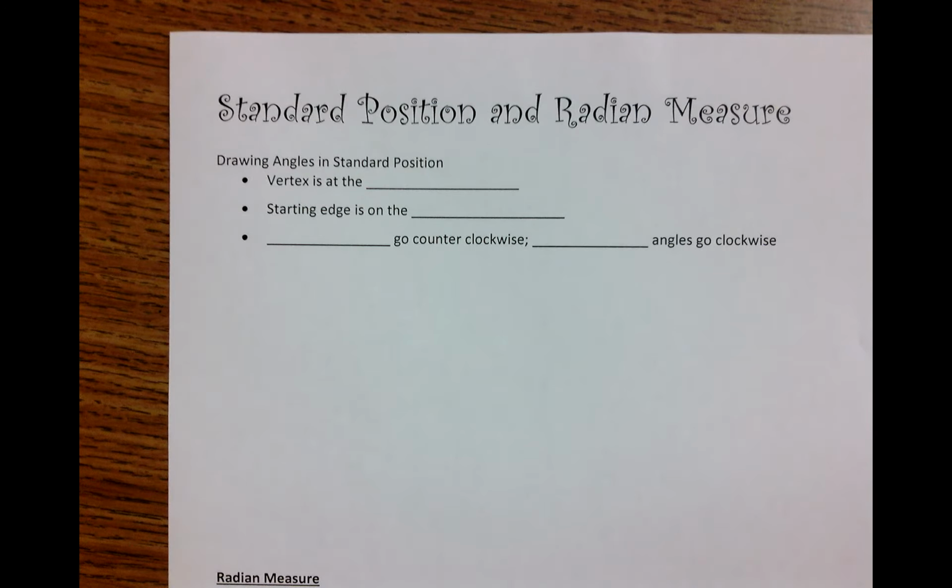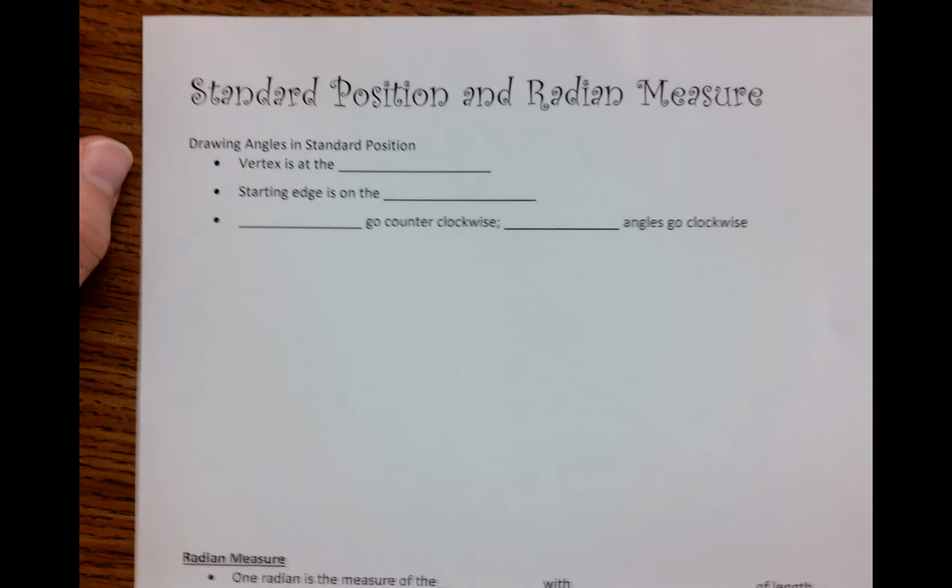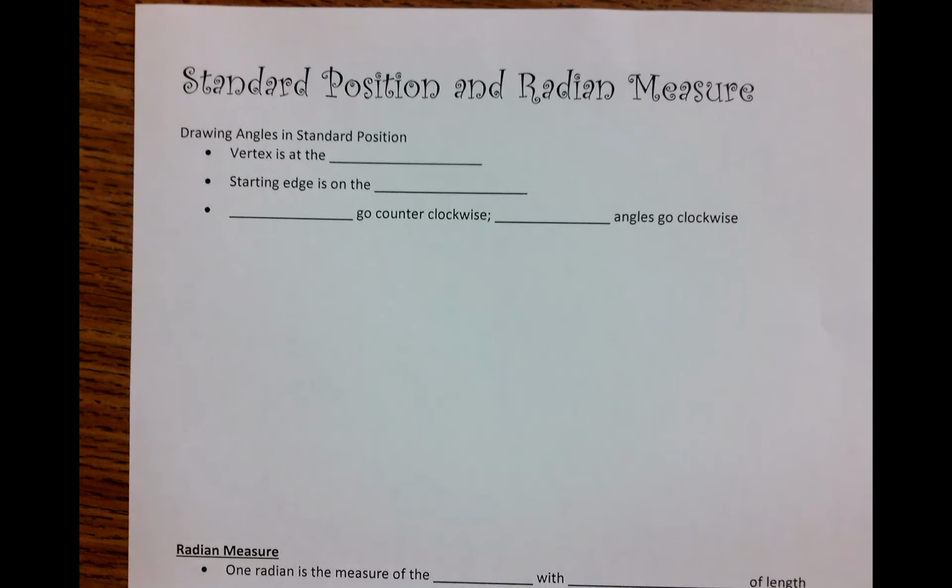Okay, so we're gonna start talking about just these different angles, and we're gonna talk about how we measure angles and a few different things like that. So the first thing we're going to talk about is how do you draw angles in standard position. This isn't particularly difficult, but it does sometimes take a little bit of adjusting just because it's different, okay?